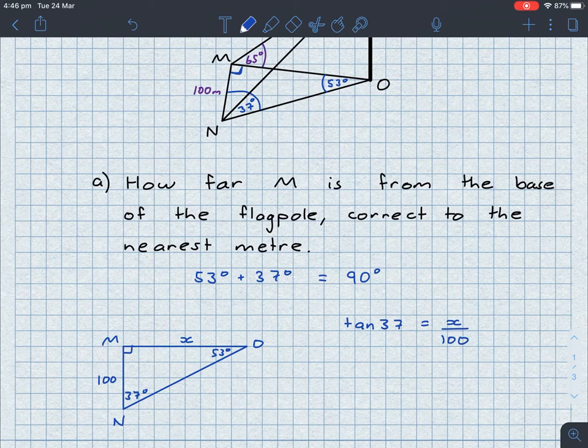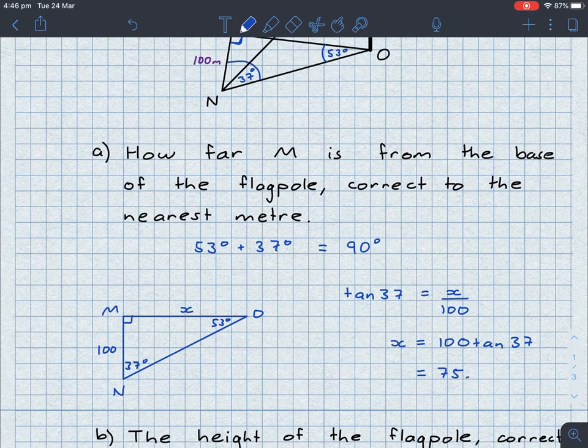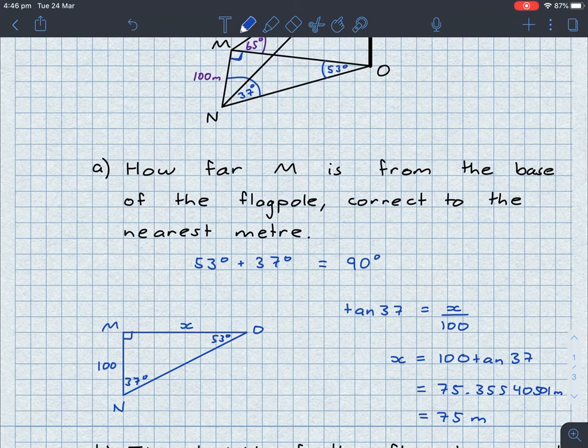So tan 37, opposite over adjacent. To rearrange this, we're just going to times by 100, and we get 100 tan 37. When you chuck that in your calculator, we get 75.355400501 meters. I've written out the whole screen so that when I then round it to the nearest meter, I know that even if I get the rounding step wrong because I'm in a rush, I'm not going to lose marks because I've shown that it was a rounding error, not a calculation error.